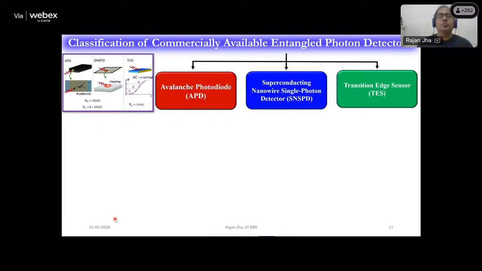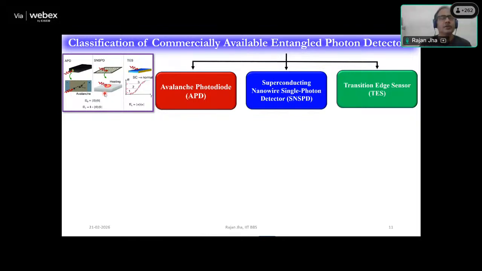Okay, so now there are a few commercially available entangled photon detectors, and these are the detectors which we also use in our lab. Largely, our lab works with avalanche photodiode detectors. They are very, very sensitive. Another very sensitive detector is the superconducting nanowire single photon detector. These are quite costly, and using them requires a lot of expertise also.